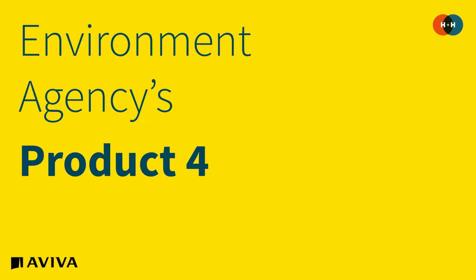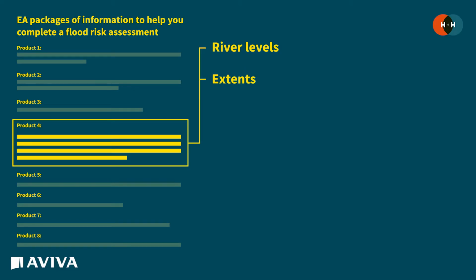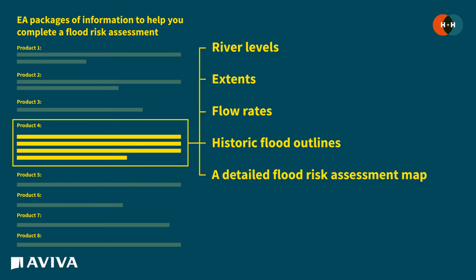In England, for example, the Environment Agency have Product 4, which provides comprehensive information on river levels, extents, flow rates, as well as historic flood outlines, detailed flood risk assessment maps, and key flood datums that also include climate change allowances. And that information all really helps us build up a detailed understanding of that particular flood risk context on your site and at your business.